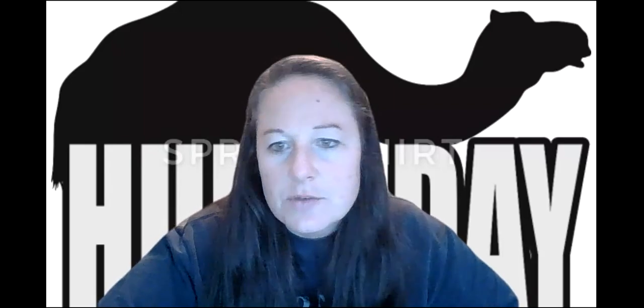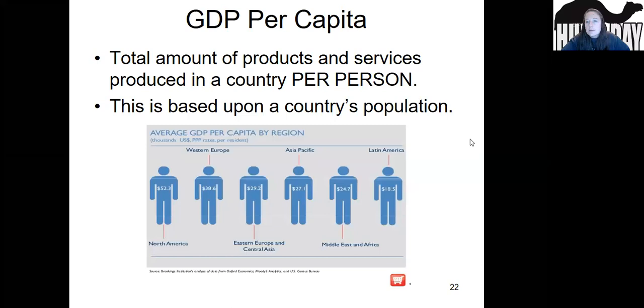After we reviewed, we went into the notes for GDP per capita. GDP per capita is very similar to regular GDP. The only difference is that you take a country's total productivity, let's say that's $100,000, and then you divide that 100,000 by whatever their population is. That'll give you how much each person is producing.